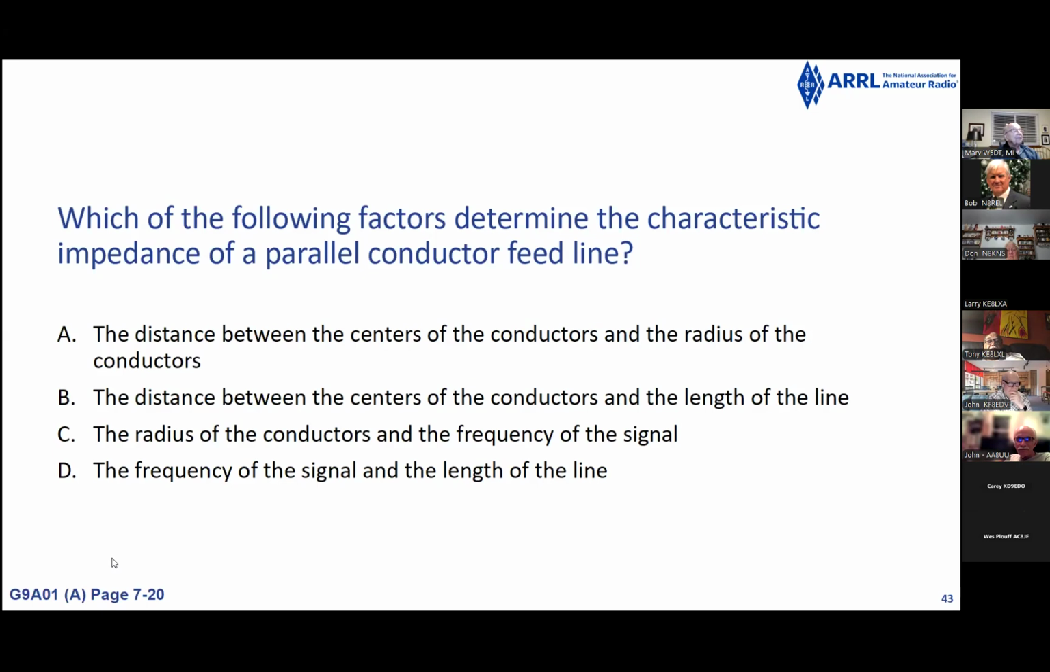Well, it's the distance between the centers of the conductors and the radius of the conductors.